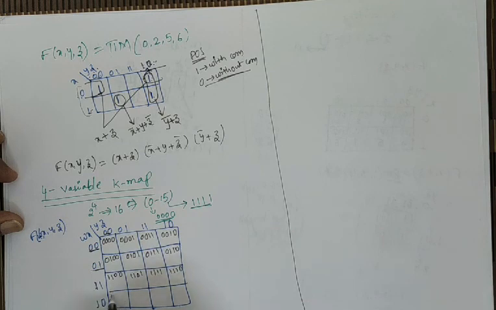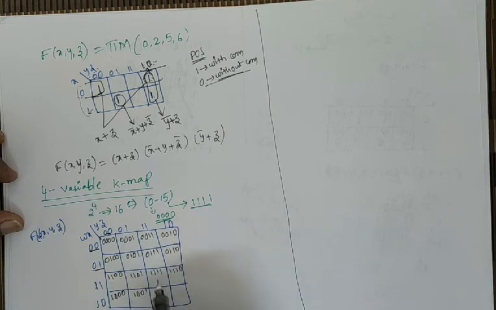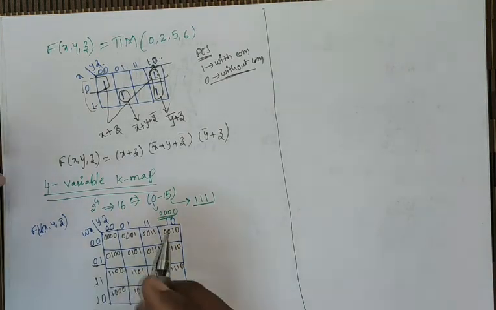Next one is the last row, 1 0, so the row is 1 0 and the column is 0 0. The row is the same. Next 0 1, 1 0, 1 1. Next 1 0, 1 0. So according to these binary numbers, what is the decimal number of each and every position?